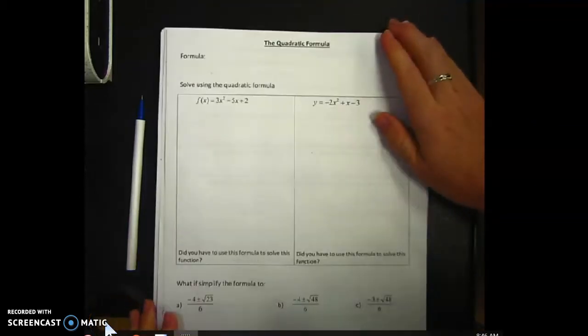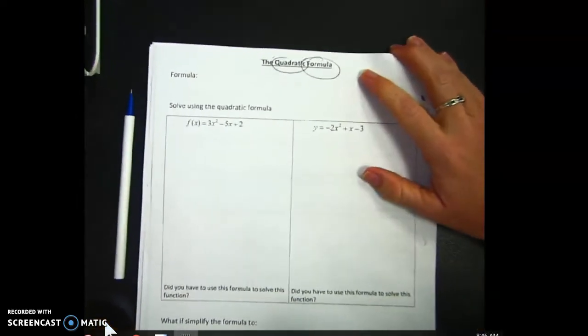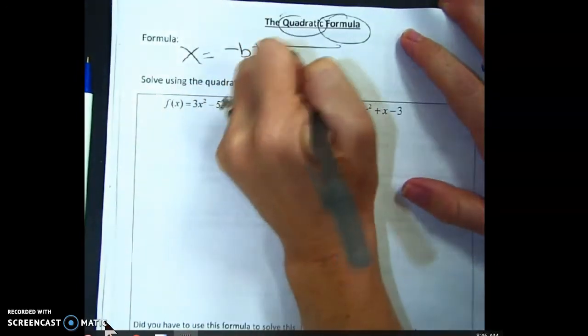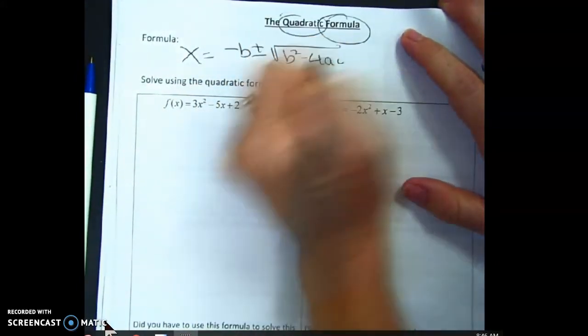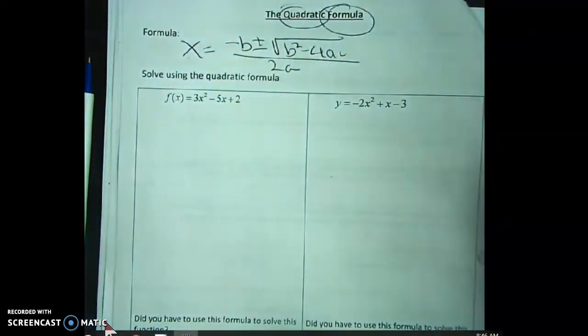So the quadratic formula, you've done the quadratic formula before. You probably remember it, but forgot it. The formula is x equals negative b plus or minus the square root of b squared minus 4ac, all divided by 2a. Now, what's the purpose of the quadratic formula?